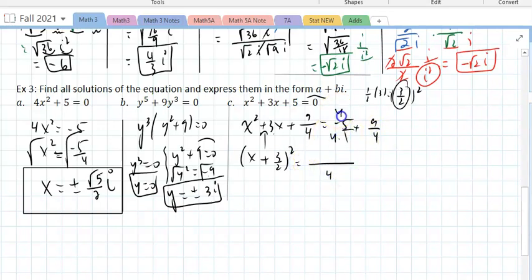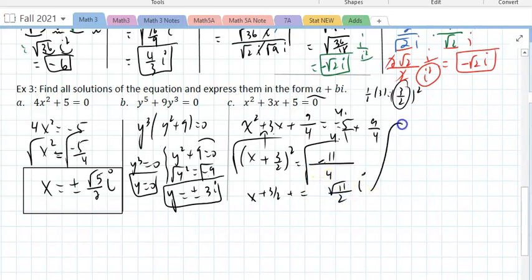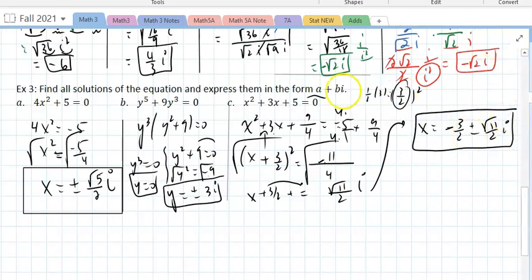For negative 20 plus 9 is negative 11. When you square root both sides, you will get x plus 3/2 equal plus or minus an I, that's radical 11 over 2, and if you move this over, x would equal negative 3/2 plus or minus radical 11 over 2. If you want to combine those, you can, but that's normally how we leave the answer. And that's pretty much it for section 1.6 or complex numbers.